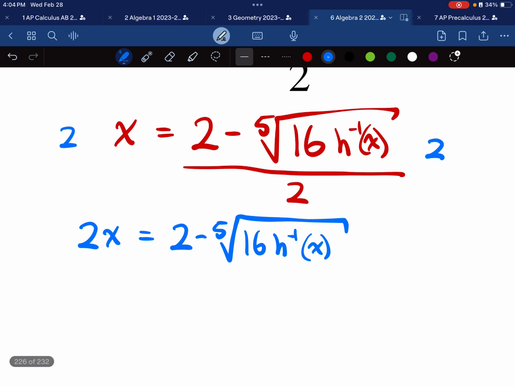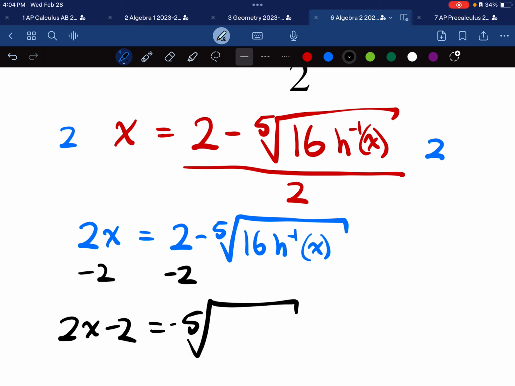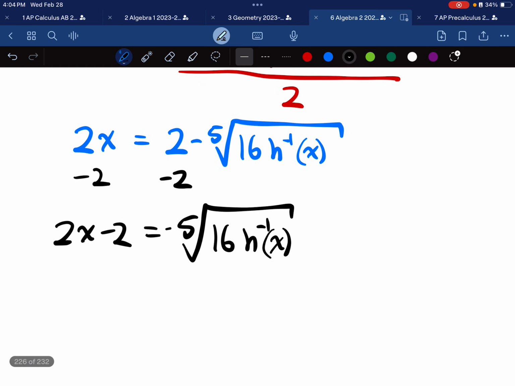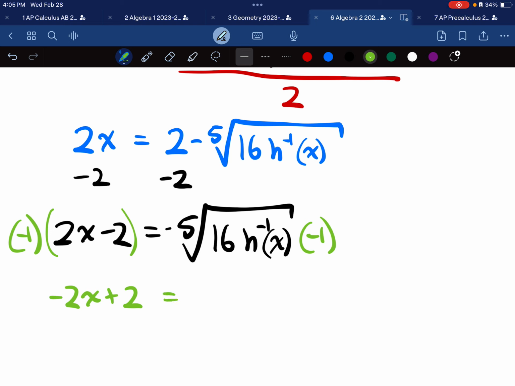From here, I'm going to get rid of the 2 by subtracting 2 on both sides. Subtract 2, subtract 2. I have 2x minus 2 on the left. On the right, I have just the 5th root, technically negative the 5th root of 16 h inverse of x. All right, so I want to get rid of that negative. So the way that I'm going to do that is I'm going to just multiply both sides by -1. Multiply this side by -1, multiply this side by -1. And that's distributed all the way through the left side. So it's really a negative 2x plus 2. And the right side is now a positive 5th root of 16 h inverse of x.